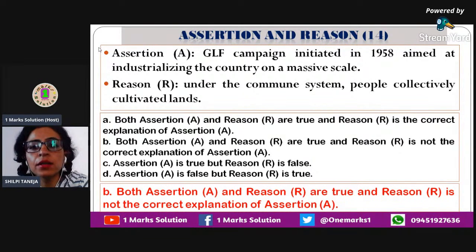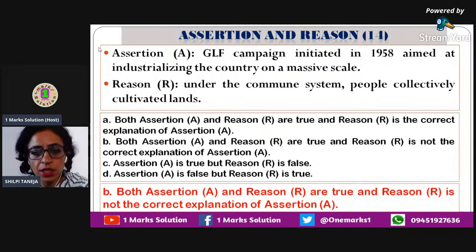Reason says, under the commune system, people collectively cultivate lands. ये भी ठीक है. Commune system was adopted by China, where they had made communes and the people were collectively cultivating their lands to save the resources and to have the maximum productivity so that they can earn the better profits. So reason is related to the agriculture, assertion is related to the industrialization.